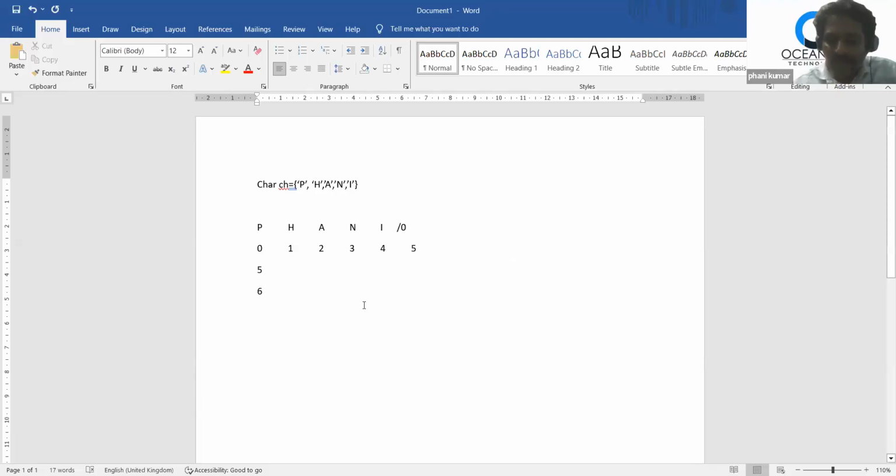Here Java prepares the concept that is called string. String is the data type. String is a definition in C, but string is the data type in Java. Here we are mentioning string str equal to, in double quotes, Phani. If you ask me the length, it is 5.